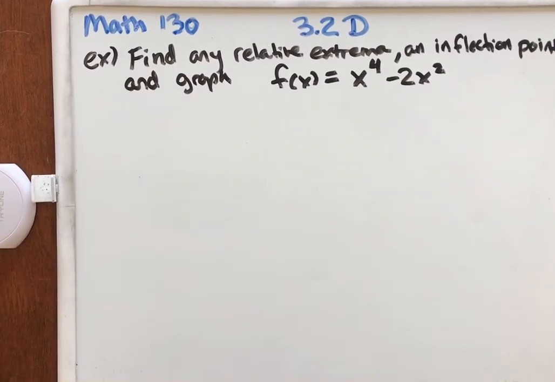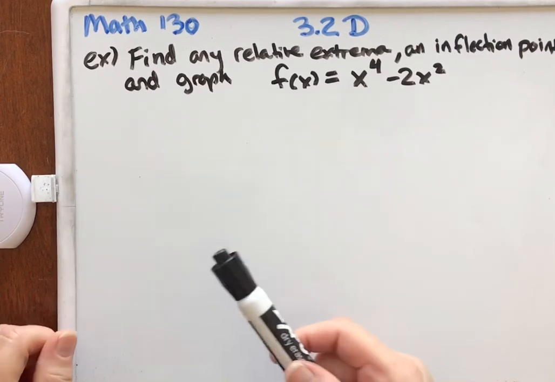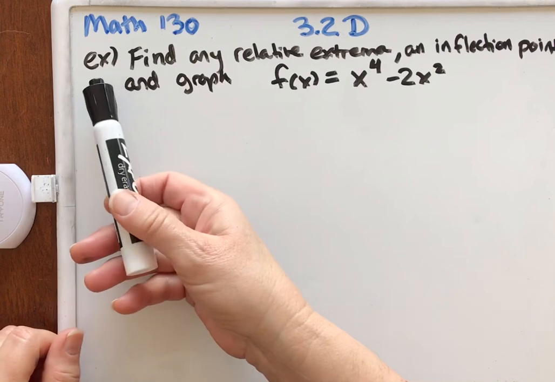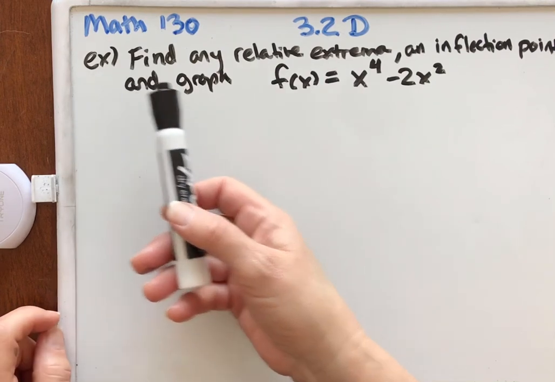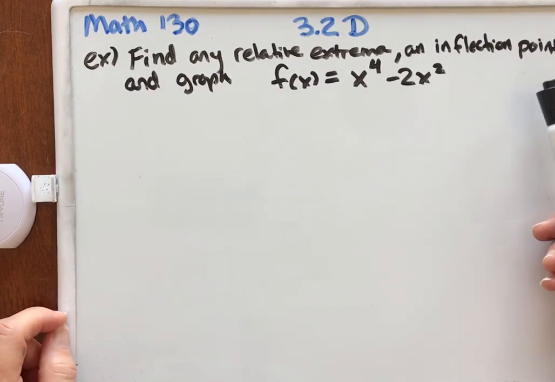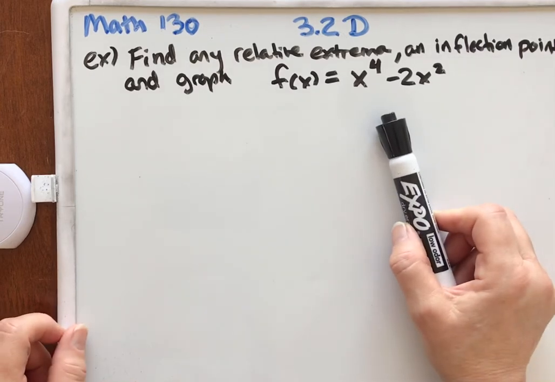3.2D. Okay, now we're going to put all that we've learned and apply it to a new problem we haven't seen before. Example, find any relative extrema and inflection point and graph f of x equals x to the fourth minus 2x squared.